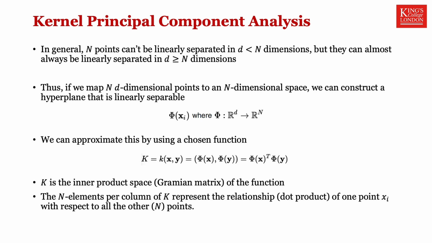The way you can project them to a higher dimensional space, which is a space of n, is you can do it using a function. For example, in this case, it's the function that you see below defined by k. And k is, for example, the inner product space, also called the Gramian matrix of the function itself. So you basically end up with n elements per column of k, which represents the relationships, in this case called the dot product, of one point with respect to all of the other points.